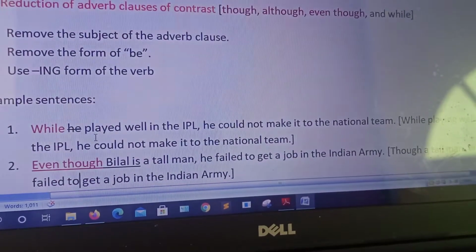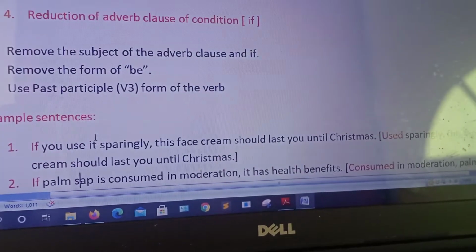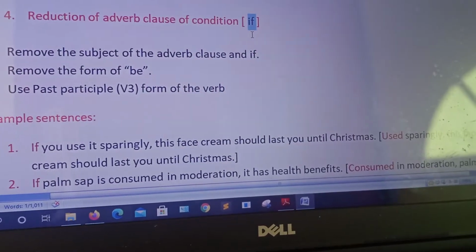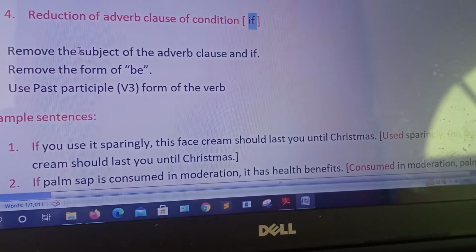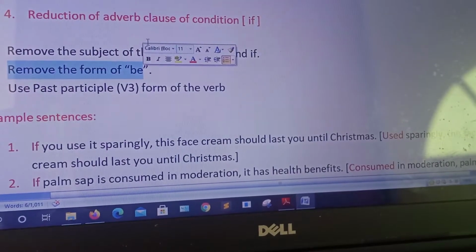Now move to the next one, reduction of adverb clauses of condition. This one is the simplest one because we are going to use only one connector, if, and we are even going to remove it. So the rules are almost the same. We need to remove the subject as well as if, and then remove the verb to be because it is a condition. So we are going to use the past participle.